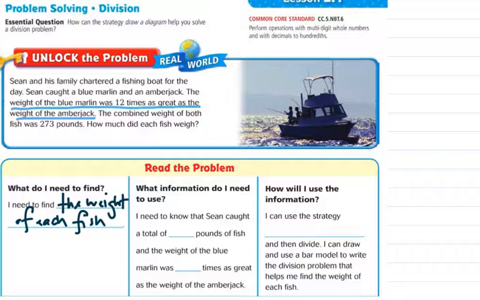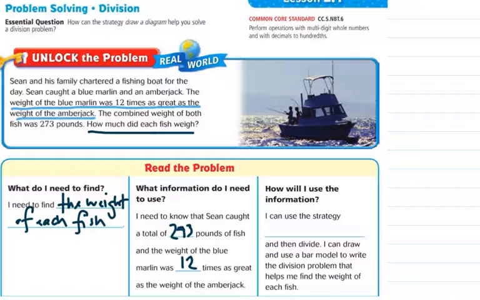And the reason that I know that, boys and girls, is because it says how much did each fish weigh. That's what we don't know right now, so that's what we're trying to find out. So the next question here is, what information do I need to use? I need to know that Sean caught a total of 273 pounds of fish, and the weight of the blue marlin was 12 times as great as the weight of the amberjack. And now our last question in this first part of our graphic organizer is, how will I use the information?